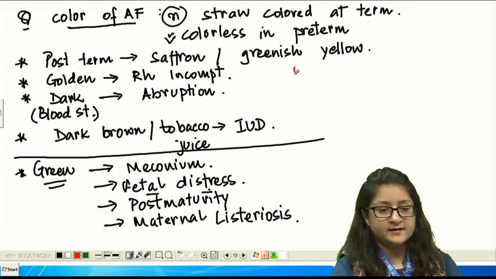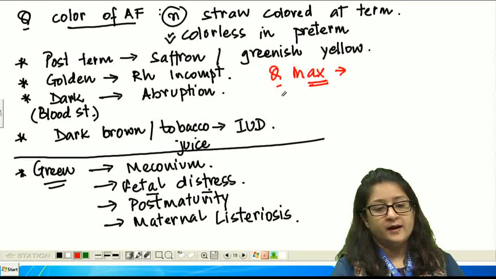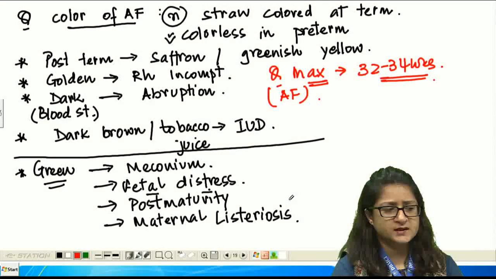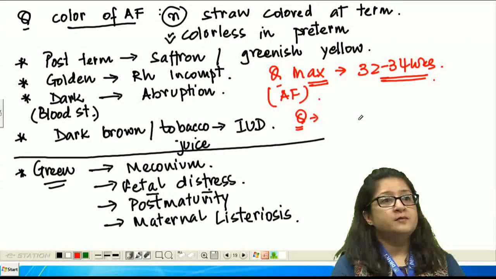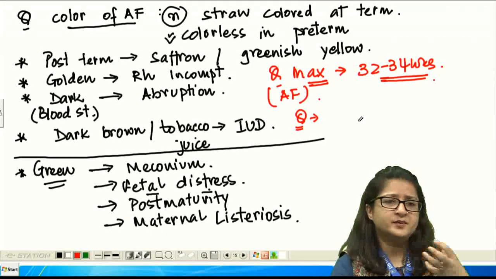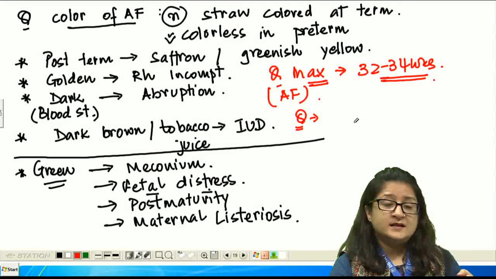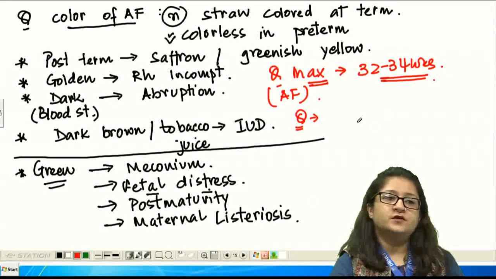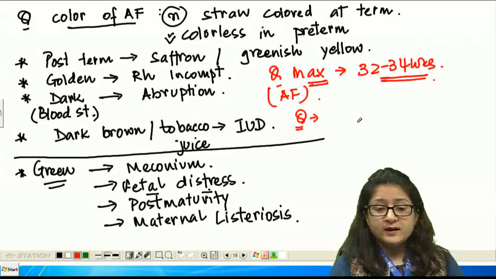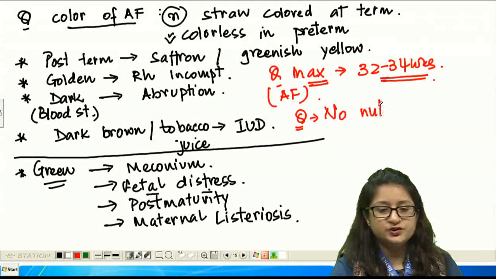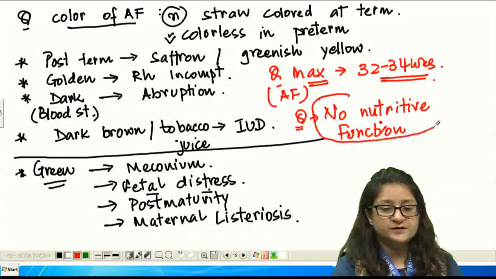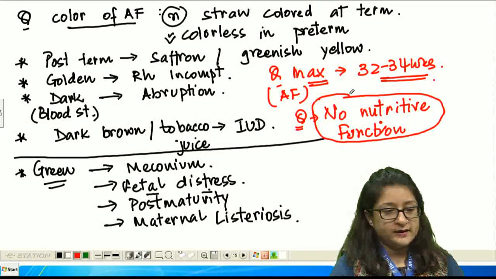Very, very important point. When is the amniotic fluid maximum? Amniotic fluid is maximum between 32 to 34 weeks. Very important point to remember, amniotic fluid has various functions, like it maintains the normal temperature around the baby, and it also acts like a shock absorber. It has protective functions for the fetus, allows the fetus to grow inside, gives it enough space and mobility and all that. But what is important to remember is that it has no nutritive function. Okay, so this is an important point, that amniotic fluid has no nutritive function. This is the important point. All right.